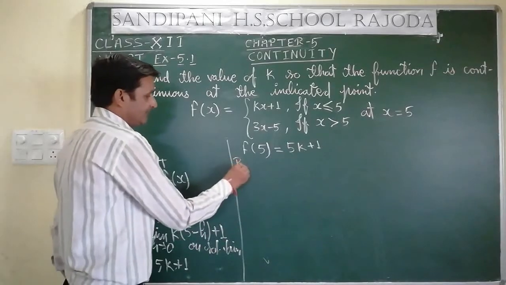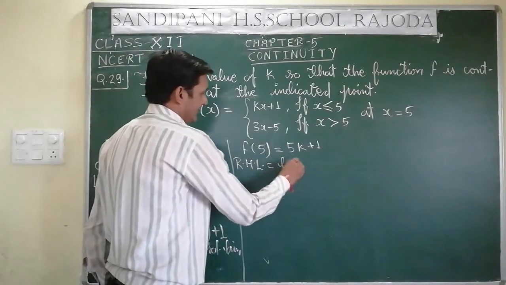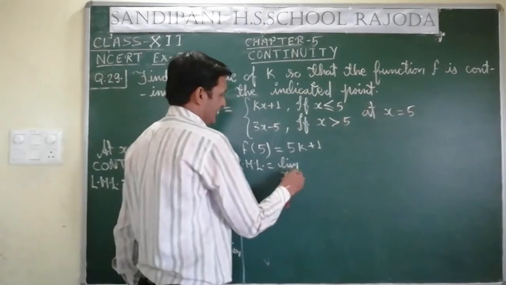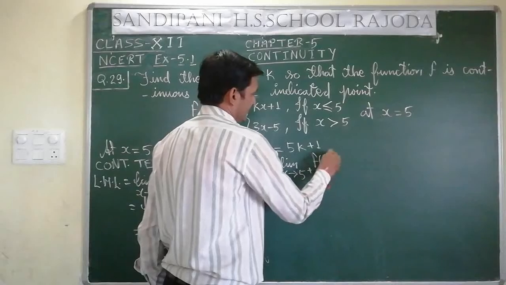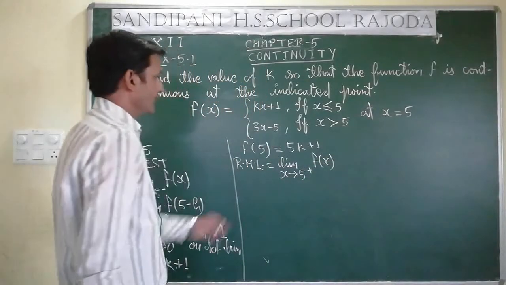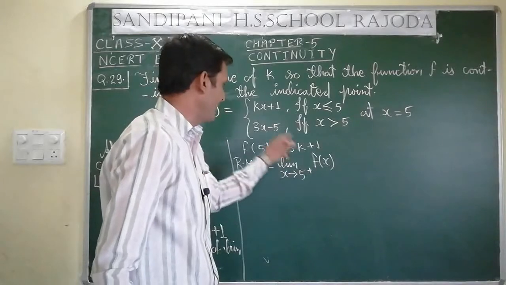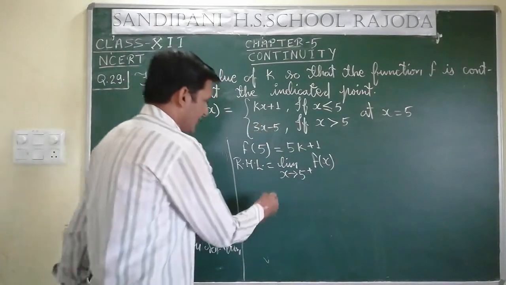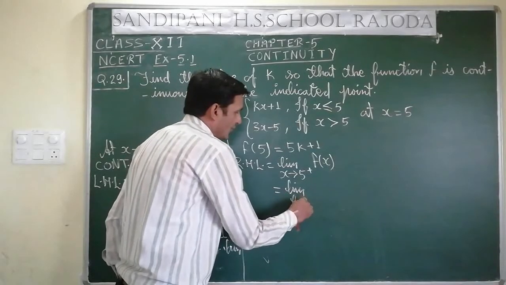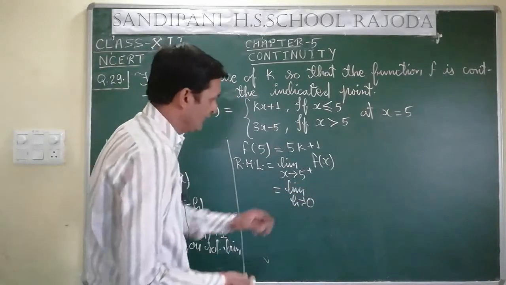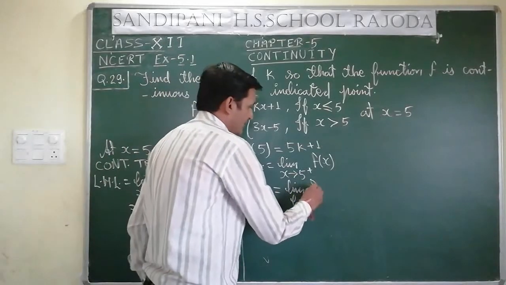Now RHL, that is equal to limit x tends to 5 plus f of x. Now we have to put x is equal to 5 plus h here. See, limit h tends to 0. If we are changing the limit, means what we have to put? 5 plus h. So f of 5 plus h.